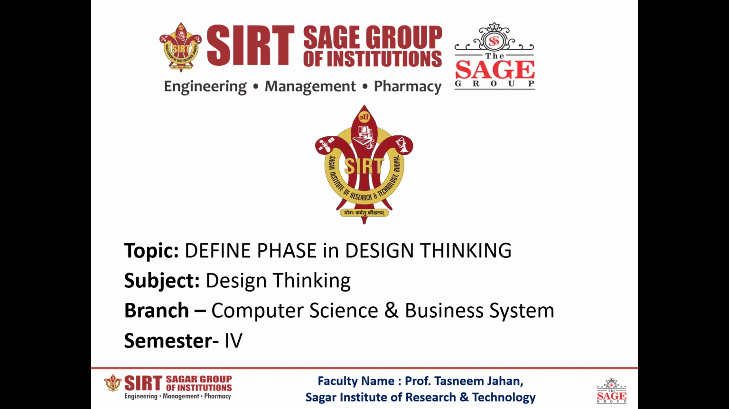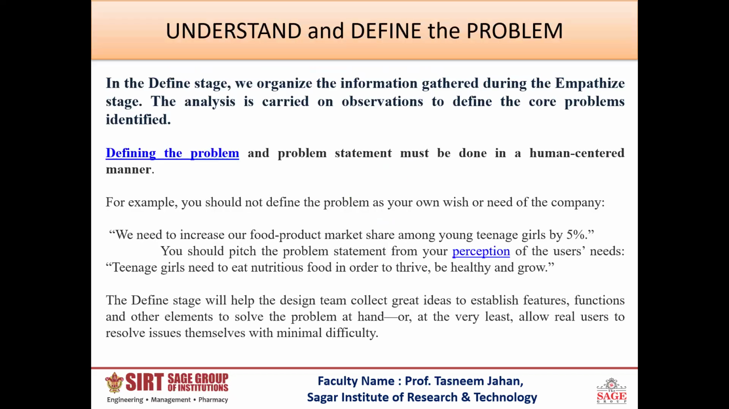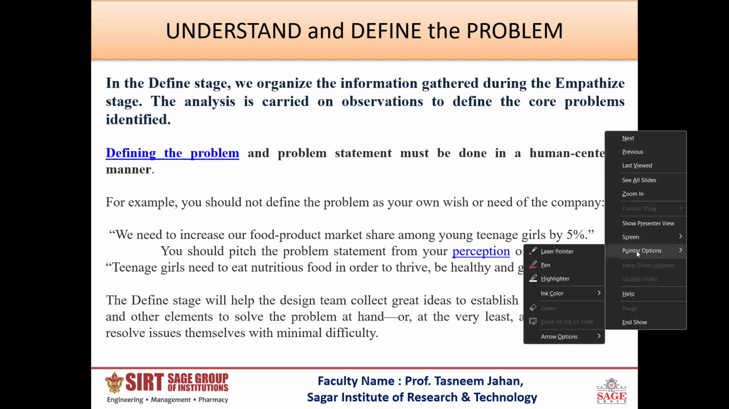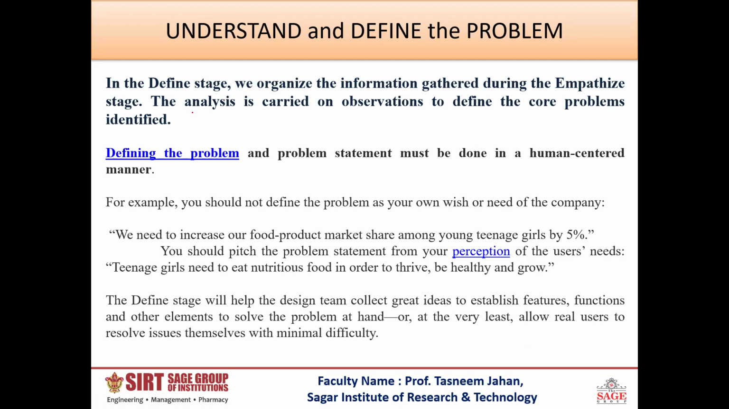The define phase is termed as the second phase in design thinking, and we are going to look a little deeper into this phase. So, our main discussion is around understanding and defining the problem. In the define phase, as you can see here on the screen, we organize the information gathered during the empathize stage, and we carry out the analysis on the observations that we have obtained during the first phase of design thinking. So the analysis is carried out on whatever information we received in the empathize phase.